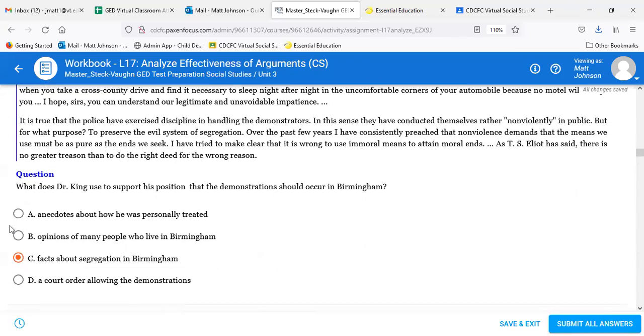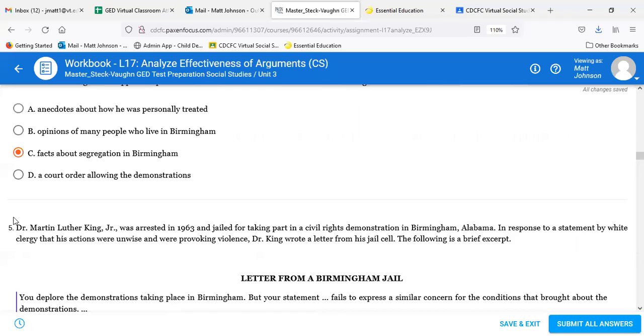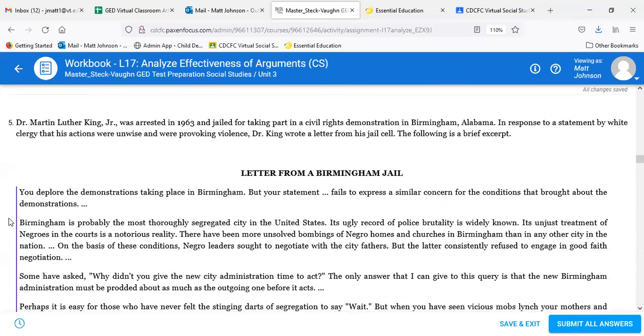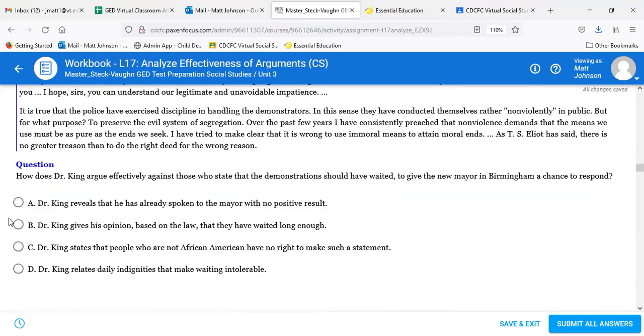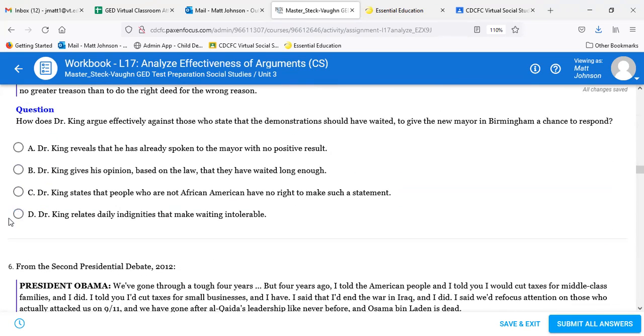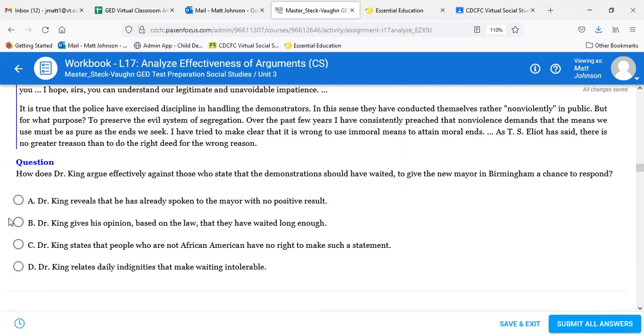So 4 is C. And then on to 5, we have our same passage here. Grace, how about reading number 5 for us? Grace there? Maybe not. How about Sasha Gay? Could you read number 5 for us?